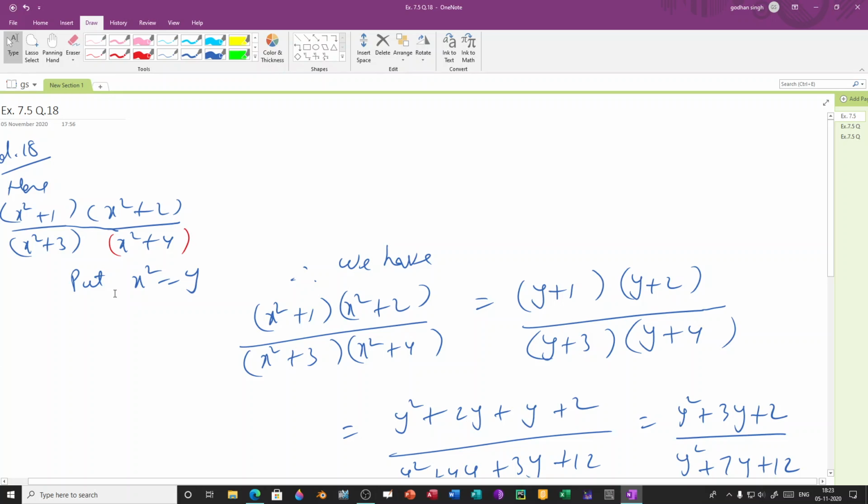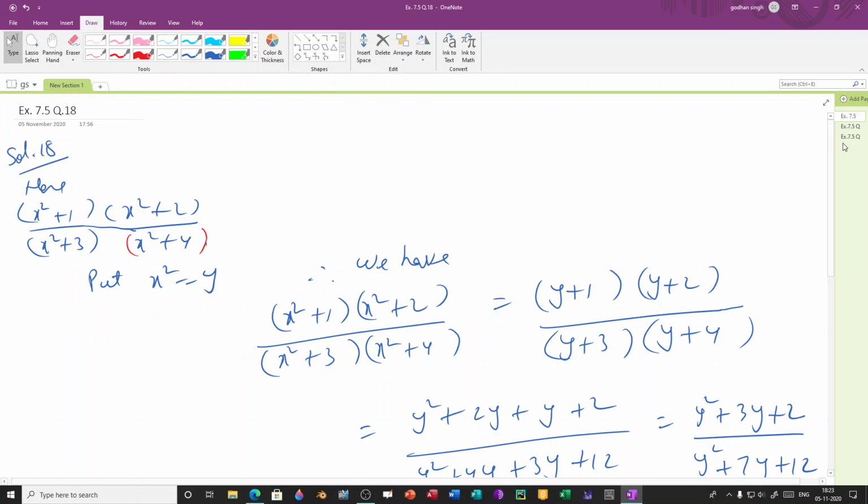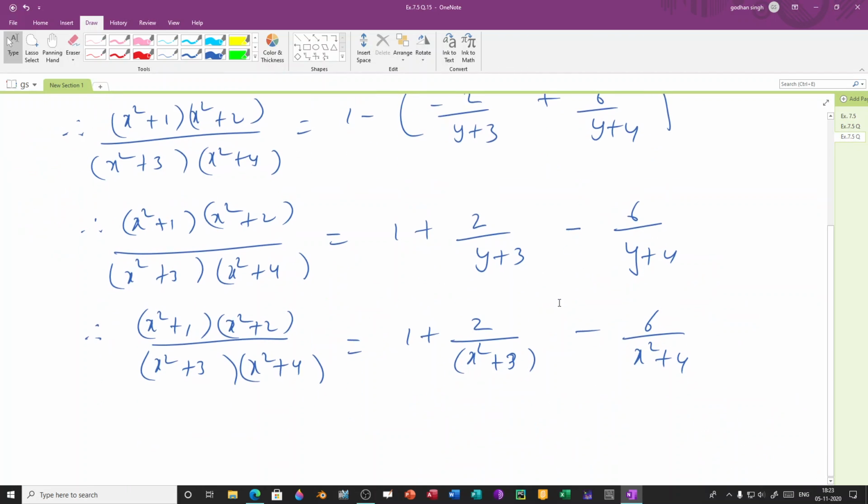Here in the first page, we have taken x square equal to y. That is what we are putting back again. So in place of y, we are putting x square plus 3. Now we have to find the integration of this rational function. So we will integrate both sides with respect to x.